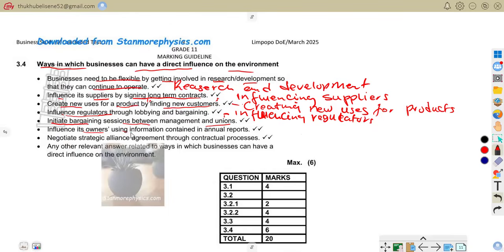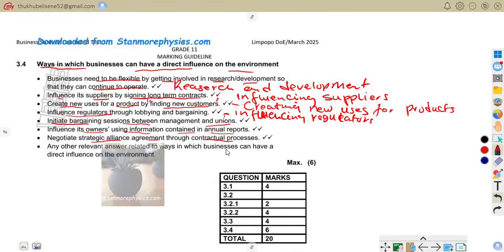Influence its owners using information contained in annual reports. So influencing owners as well as shareholders. So reports guide owners' decisions. We know that. Negotiate strategic alliance agreement through contractual processes. So you hear about strategic alliance. So business partner to gain advantage.